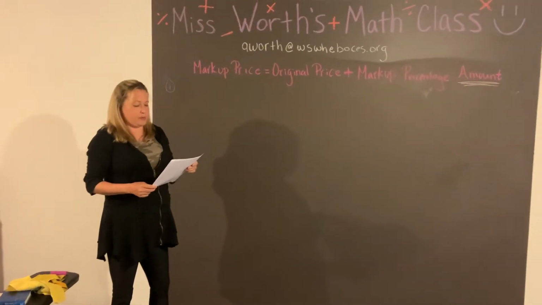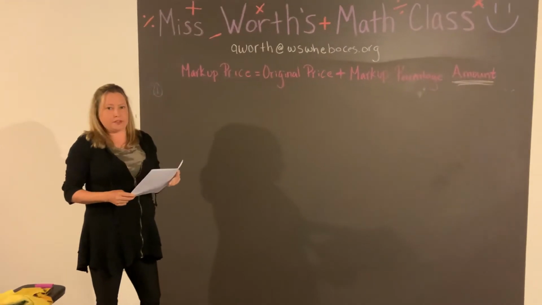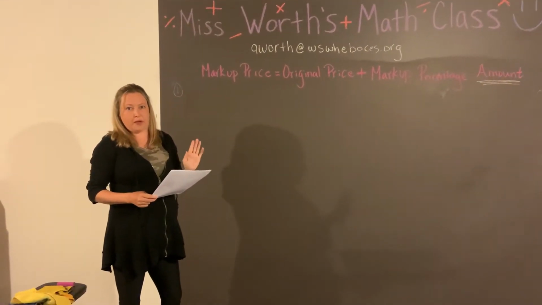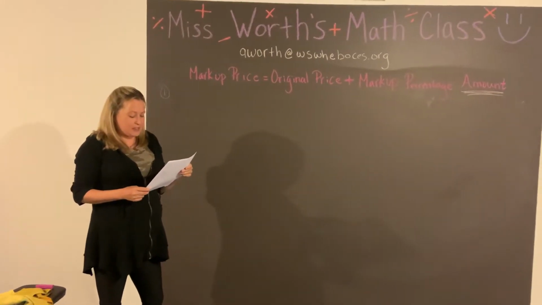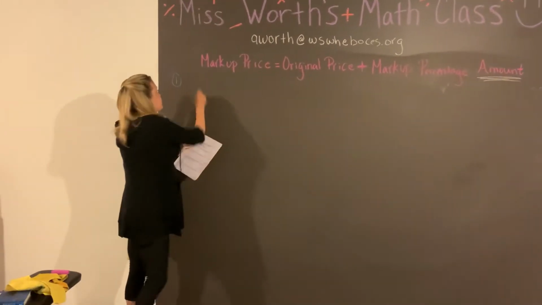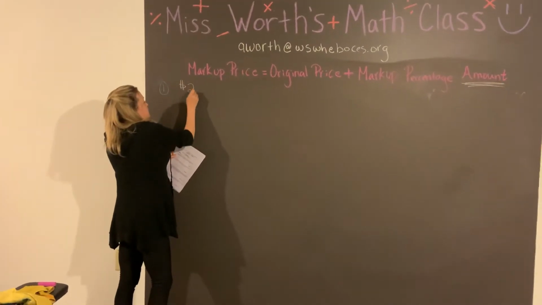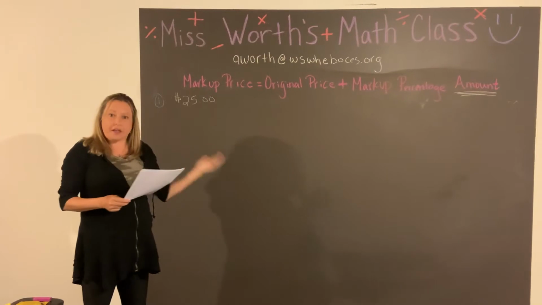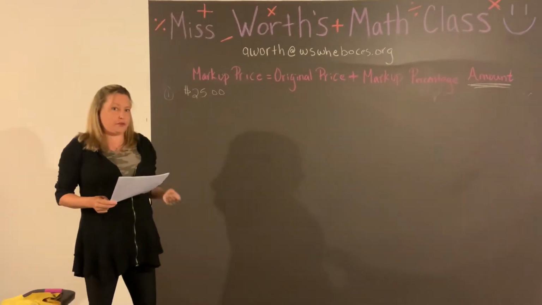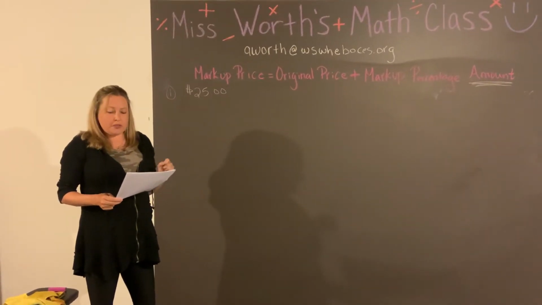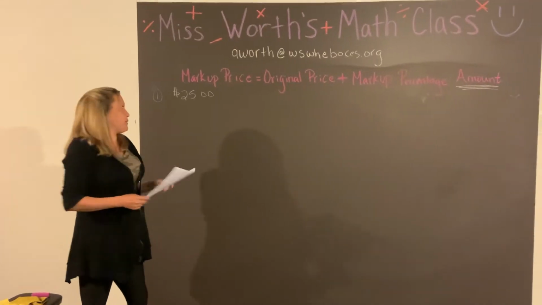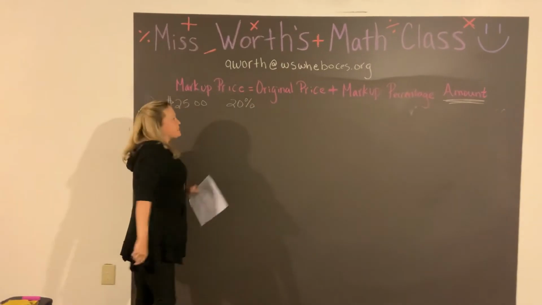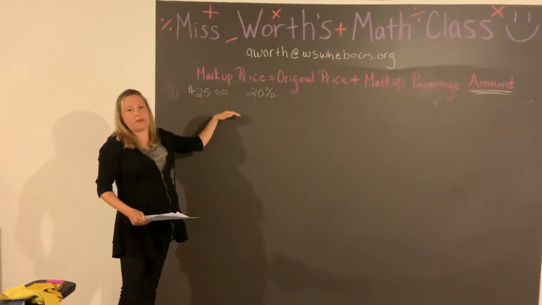Number 1. Billy purchased a new shirt from Sears. Pretty sure they're not around anymore, but Sears was always around when I was younger. Sears bought the shirt for $25. And again, they do a markup. They're going to sell it to you for a little bit more. They need to make some money. So they mark up all of their merchandise by 20%. So the question is, how much am I actually going to pay for this?